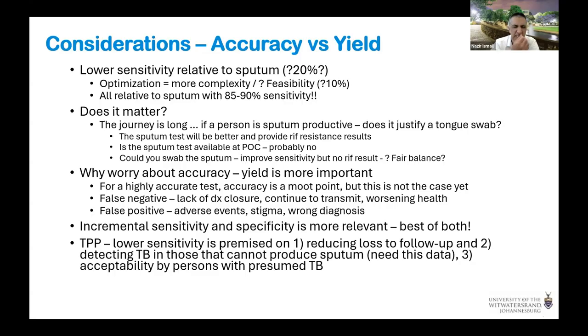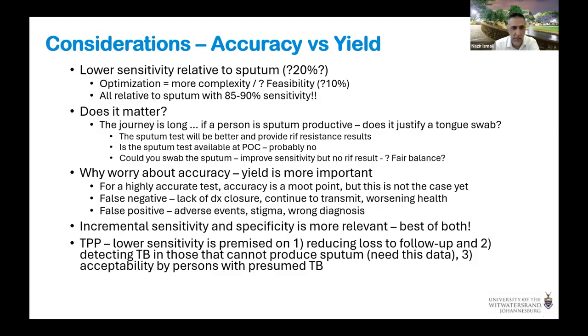The problem we face with TB is that there are complexities with the tests that are being provided. There are issues related to false positives and false negatives. And just to remind ourselves, the false negatives are obviously a lack of diagnostic closure. You could continue to transmit, and have worsening health outcomes if the diagnosis is missed. And on the false positive side, obviously the adverse events that come with TB treatment, the stigma, and also the wrong diagnosis. I mean, there might be something else wrong with you and you've actually been mislabeled as such.